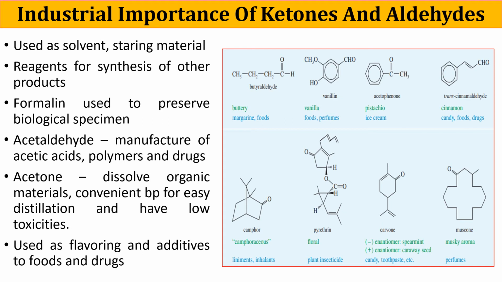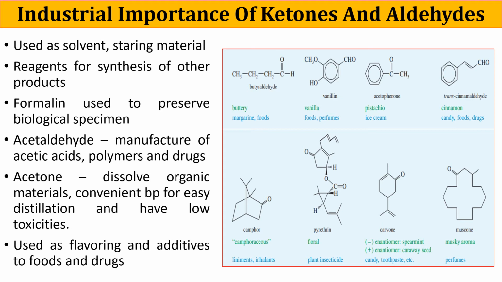Acetaldehyde is used primarily as a starting material in manufacture of acetic acid, polymers, and drugs. Acetone is the most important commercial ketone, with over 3 billion kilograms used per year. Both acetone and methyl ethyl ketone are common industrial solvents. These ketones dissolve a wide range of organic materials, have convenient boiling points for easy distillation, and have low toxicities. Many other ketones and aldehydes are used as flavoring and additives to food, drugs, and other products.